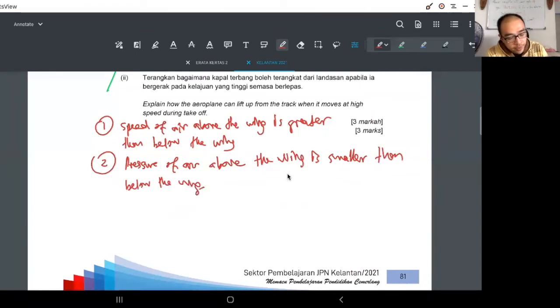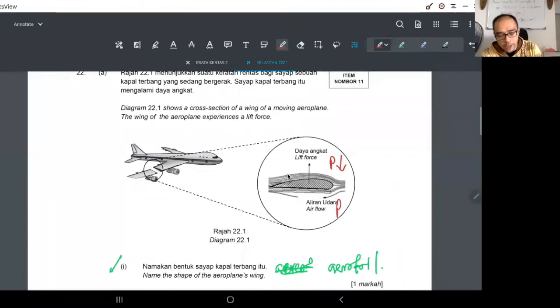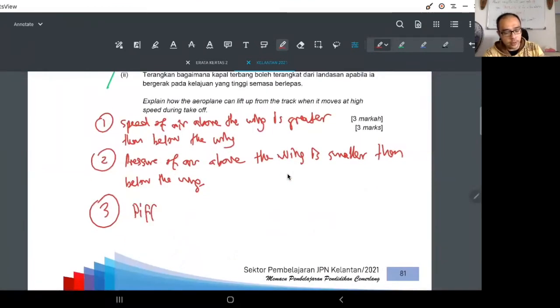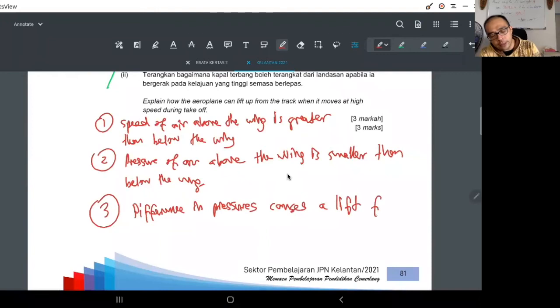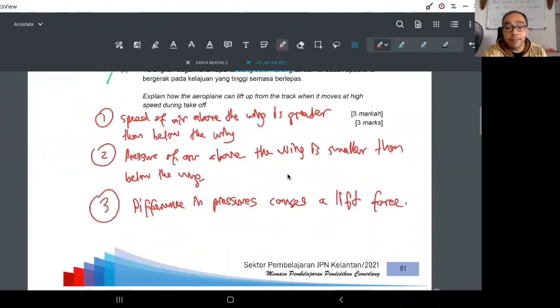Okay, number 3, difference in pressure. So above the wing, okay, here is low pressure, here is high pressure. So the difference in pressure causes the lift force. Okay, the difference in pressures causes a lift force. So the force will go from the high pressure to the low pressure region. Okay, that's how you get the 3 marks.